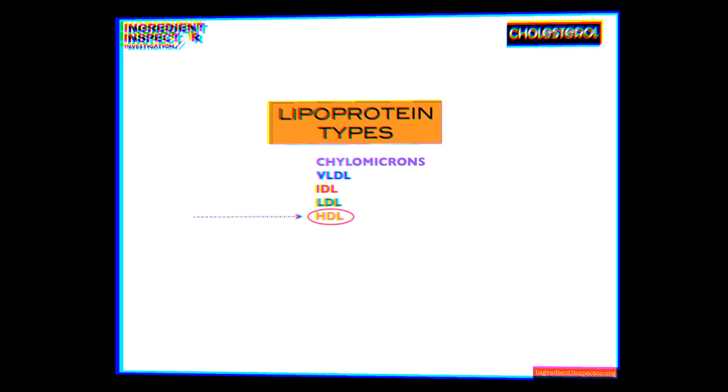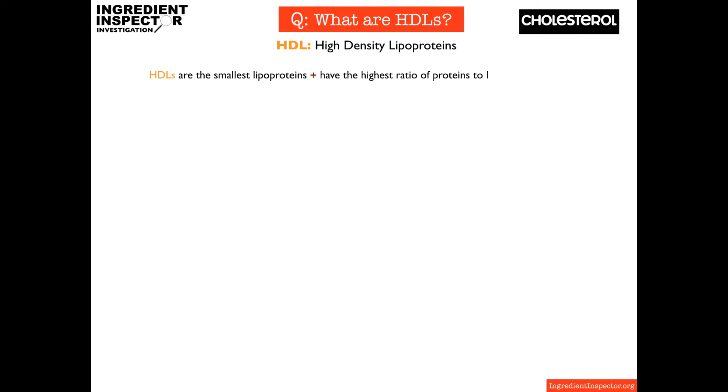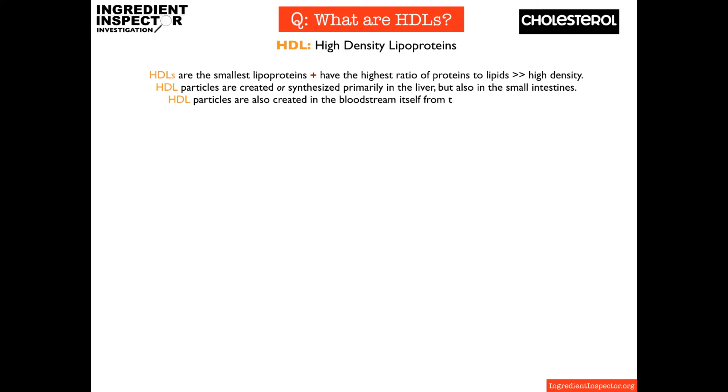HDL. What are HDLs? HDL stands for high density lipoproteins. HDLs are the smallest lipoproteins and have the highest ratio of proteins to lipids, therefore they have the highest density. HDL particles are created or synthesized primarily in the liver but also in the small intestines. HDL particles are also created in the bloodstream itself from the nascent baby HDLs.